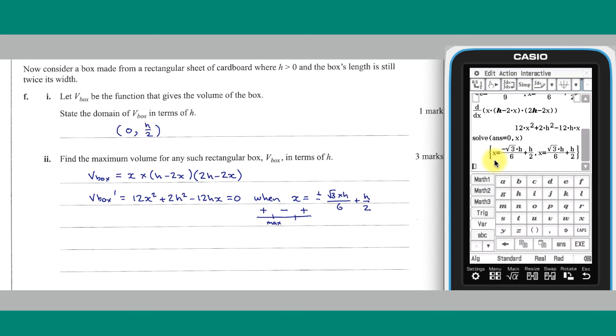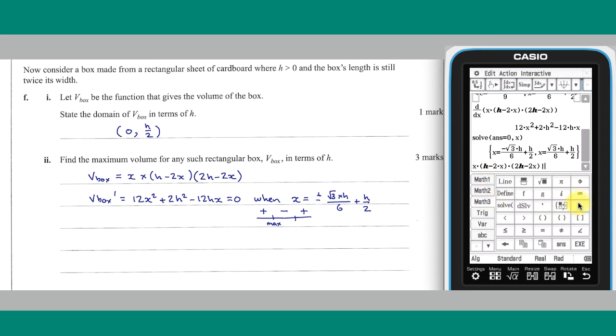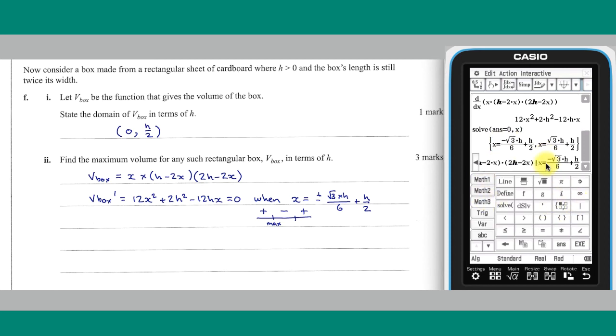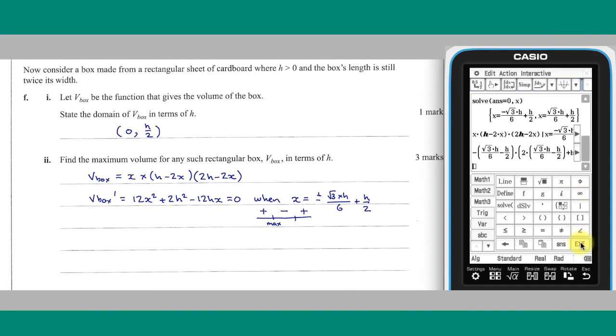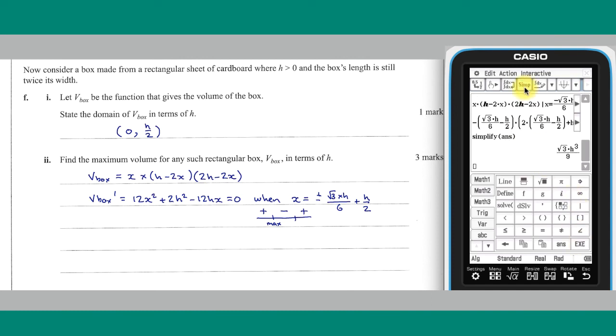The value of VBox for this value of x now needs to be found. This output can be simplified by tapping the Simplify shortcut.